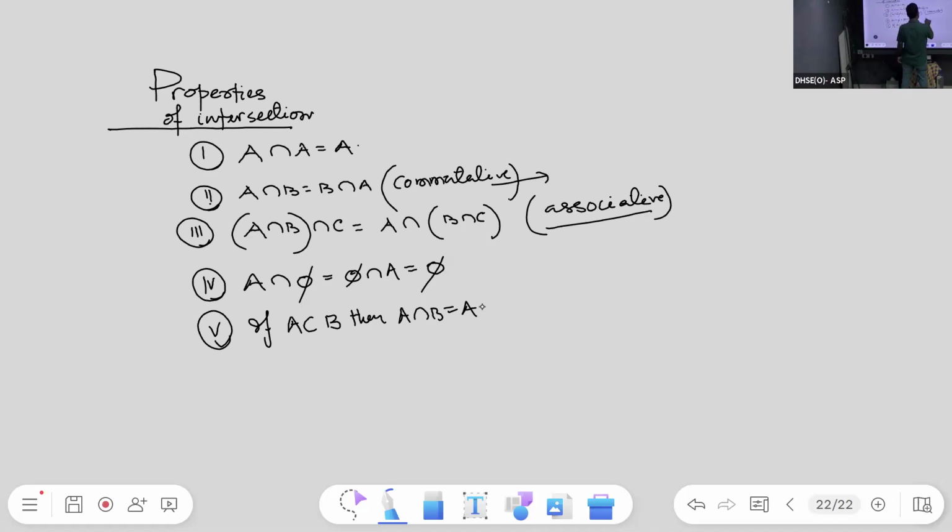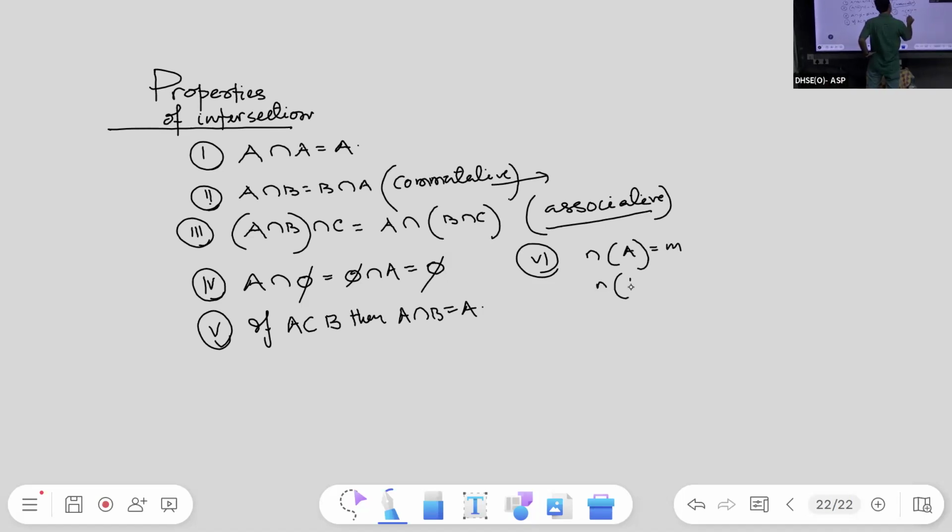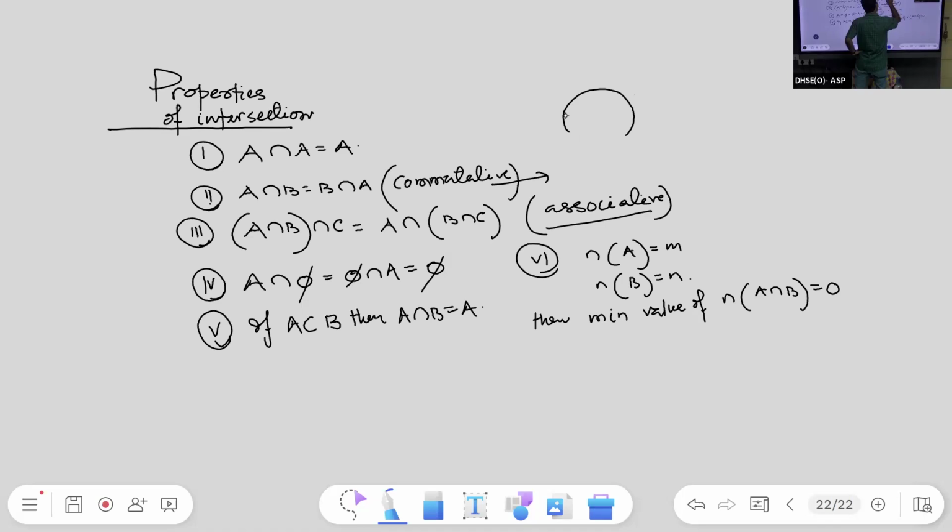Property 6. If cardinality of A is equal to M and cardinality of B is equal to N, then the minimum value of cardinality of A intersection B is 0. This is the case where the two sets are disjoint.